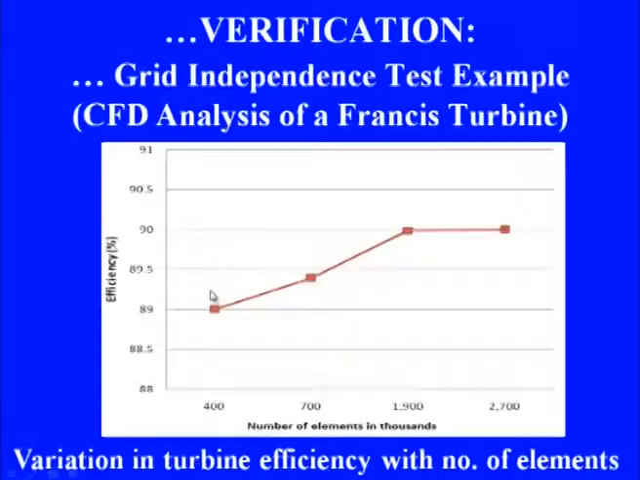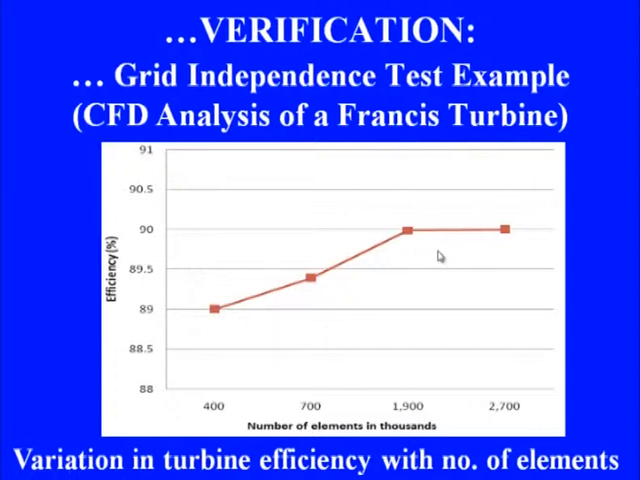Similarly, we also plotted the results with these 4 grids for the hydraulic efficiency of the Francis turbine, and once again we can say that whether we use 1.9 million grids, or let us say close to 2 million grids, or 2.7 million grids, the results do not change much. So, that establishes that the solution which you would obtain with either of these grids would be a grid independent solution.